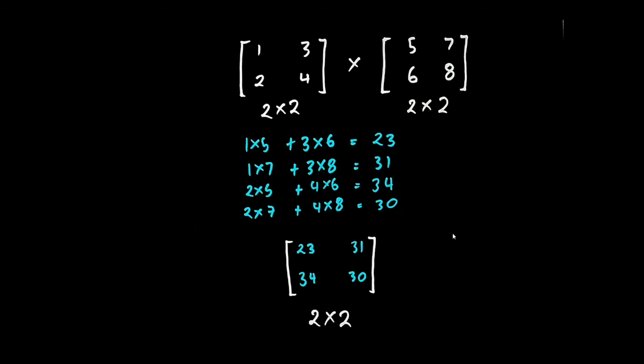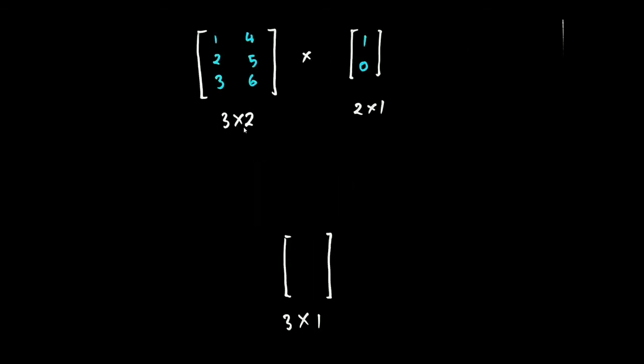Now let's look at another example. Let's say we have this 3 by 2 matrix and this 2 by 1 matrix. These two matrices can be multiplied and would form a matrix with the dimension 3 by 1. So how do we do the multiplication?